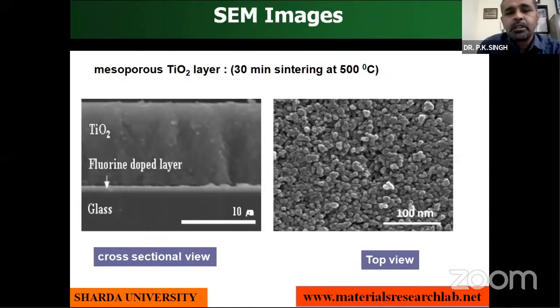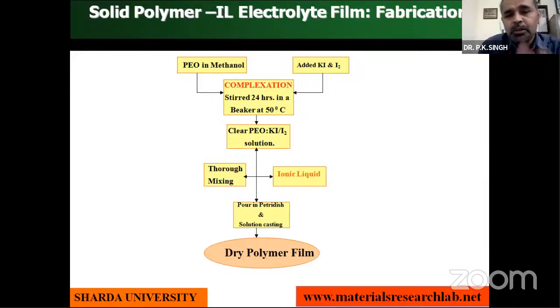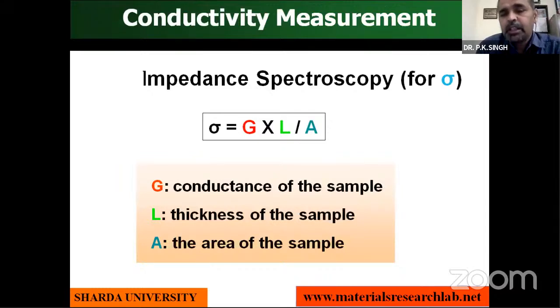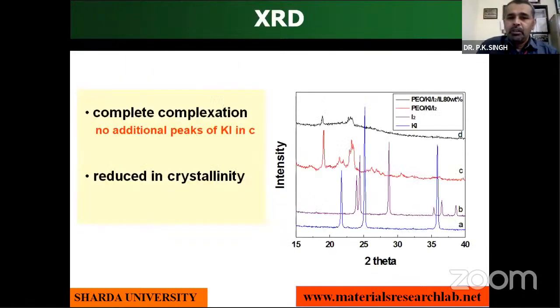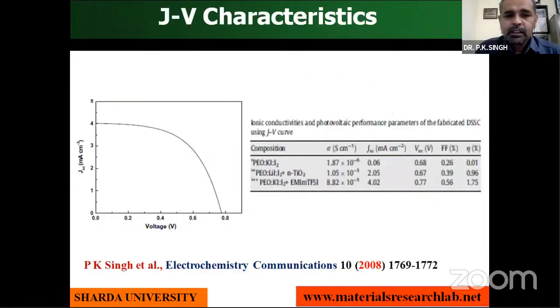So these are some characterization tools related to the electrolyte, not the electrode. Now I am coming to the electrolyte portion. This is the solution cast method which we use to make this ionic liquid doped polymer electrolyte. Among the characterization tools, we have an impedance analyzer, using which we measured conductivity. We also recorded XRD. We have recorded DSC; we don't have a DSC, but we send our samples to a collaborator. Finally, we have a solar simulator, which we are in the process of purchasing, using which we measure efficiency.